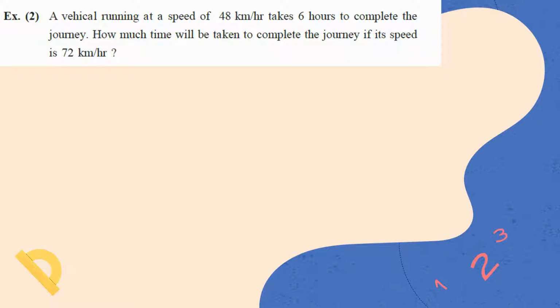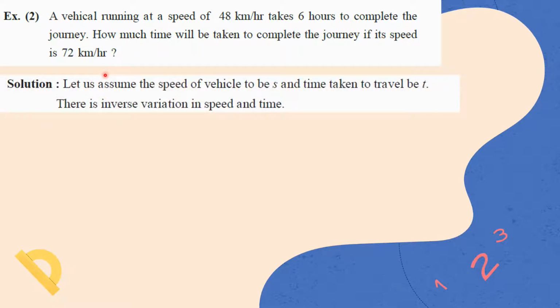Problem number 2. A vehicle running at a speed of 48 km per hour takes 6 hours to complete the journey. How much time will be taken to complete the journey if its speed is 72 km per hour? Let us start with the solution.